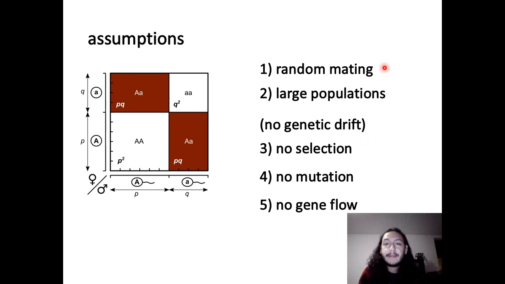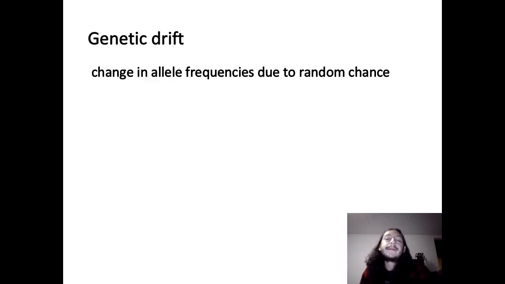So again, we are now moving to the assumption of large populations, and here we are going to introduce what genetic drift actually is. Genetic drift is a change in allele frequencies due to random chance. Here, it can be defined as an artifact of sampling in a finite population.